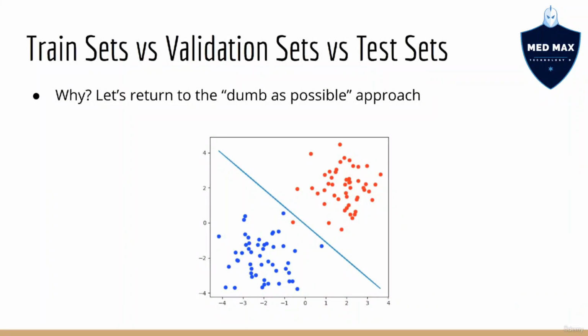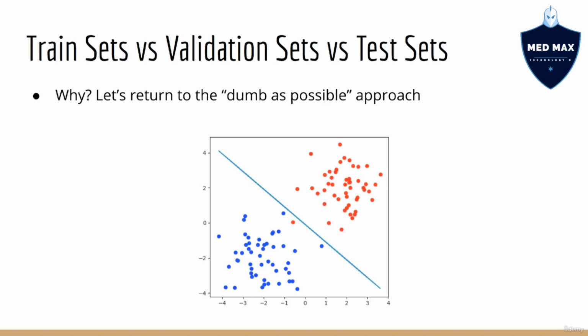In this lecture, we are going to talk a little bit more in depth about training sets versus validation sets versus test sets. First, let's think about why we would want to split our data up in the first place. As usual, I'm going to return to my dumb as possible picture, which is that machine learning is nothing but a geometry problem. Imagine that all the data I collected in the past looks like this.